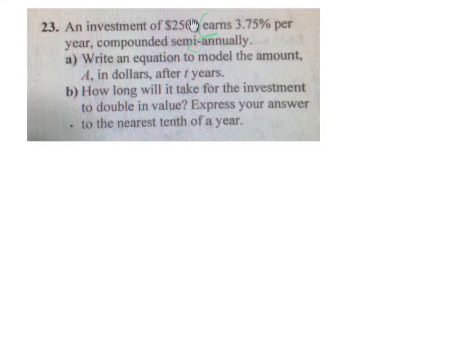All right, so we have $2,500 being invested at 3.75% per year, but it's compounded semi-annually. So in the first part, the equation to represent the amount A in dollars after t years is A equals P, which stands for the principal, times 1 plus i. Okay, I'm going to start with the general form. So 1 plus i to the exponent n.